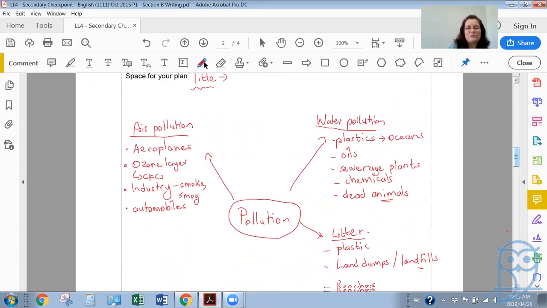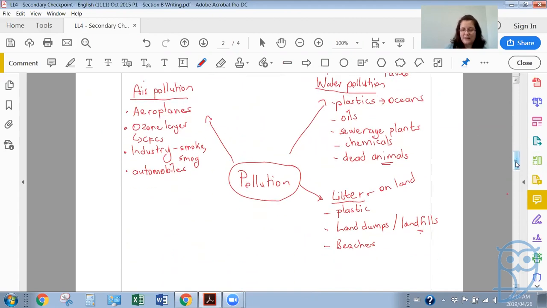So maybe we should have been a bit more specific. Air pollution is pollution of the air. Water pollution is things like oceans, rivers, lakes, etc. Okay, and litter is on land. I suppose it could also be in the water, but because we're focusing on litter in general, even in cities, for example, let's just say that, cities.